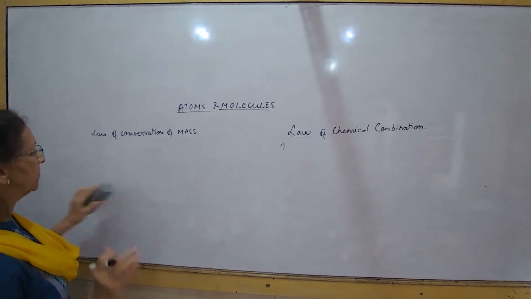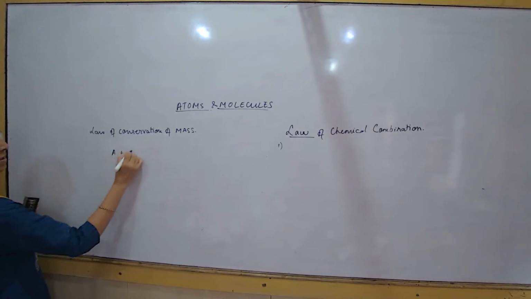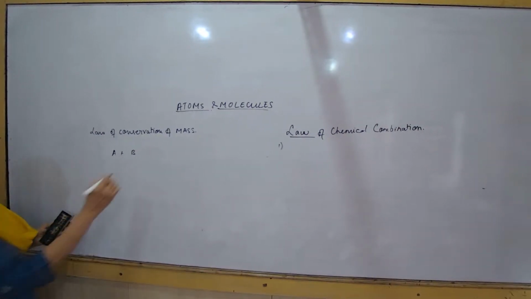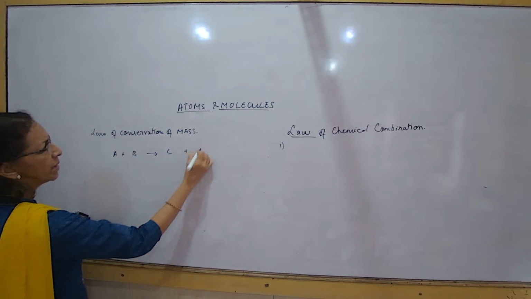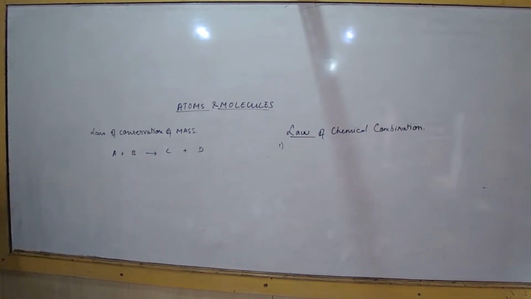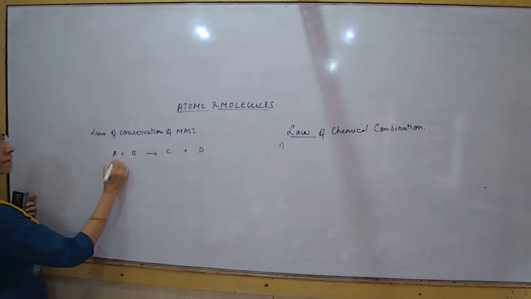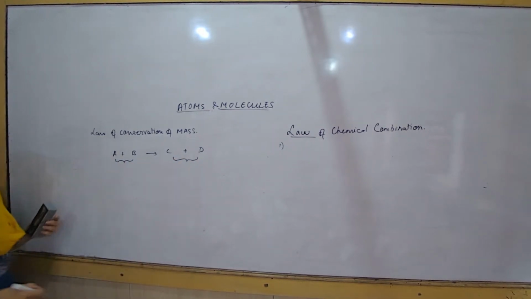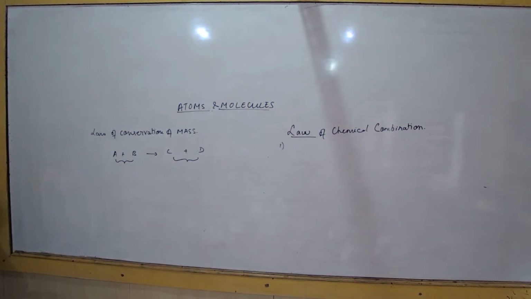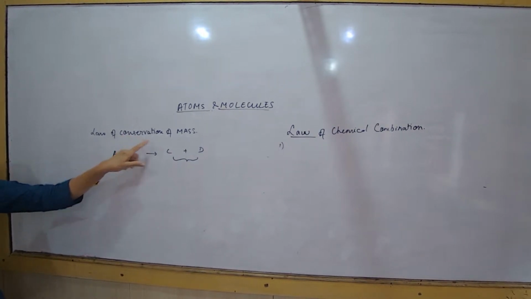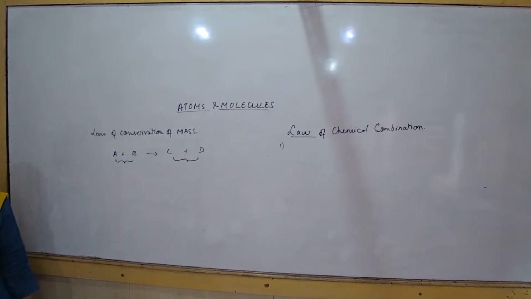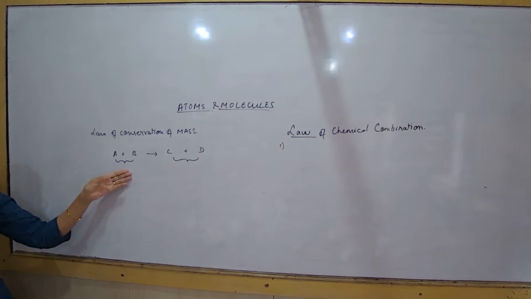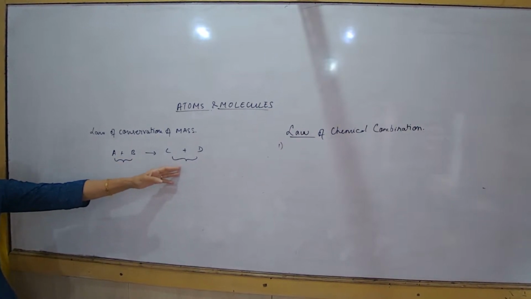Basically, I'm just putting up something for you to understand. Suppose you have substance A, which is reacting with substance B, and it is forming two new substances, let us say C and D. Now the mass of A and B is equal to the mass of C and D. Did you understand this? Conservation means mass cannot get destroyed. Suppose you start off with 80 grams of A and B, you will get 80 grams of the product.